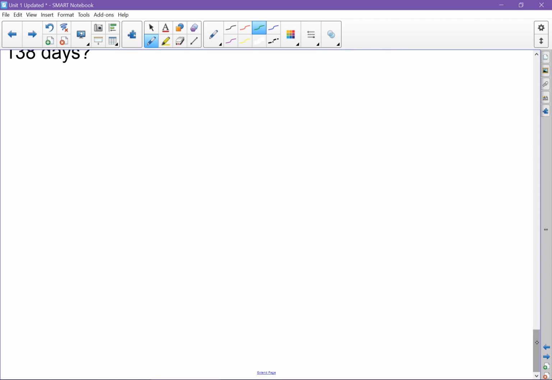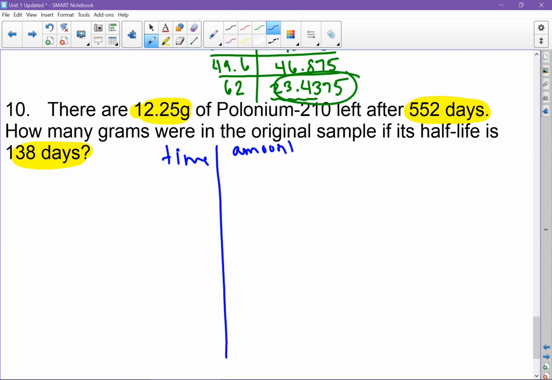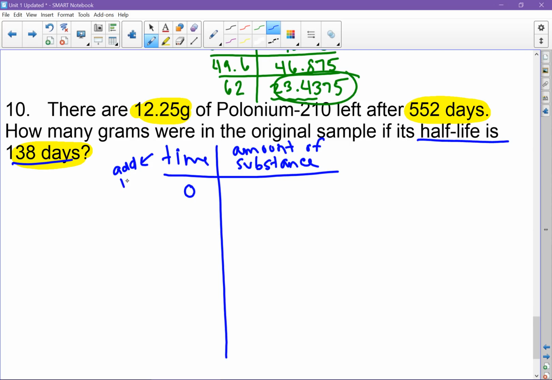Alright, last one. Find some numbers. There's some times. Here's another time. Okay, we're going to set up our t-chart. Time, amount of the substance. Okay, remember time always starts at 0, and in this column we add. It tells us that the half-life is 138 days, so we're going to add 138 every single time in this column. So 0 plus 138 is 138. The other time number that they give us is 552, so we're going to add until we get to 552.